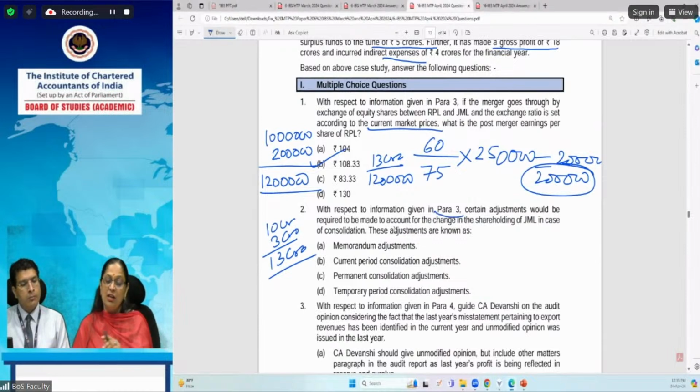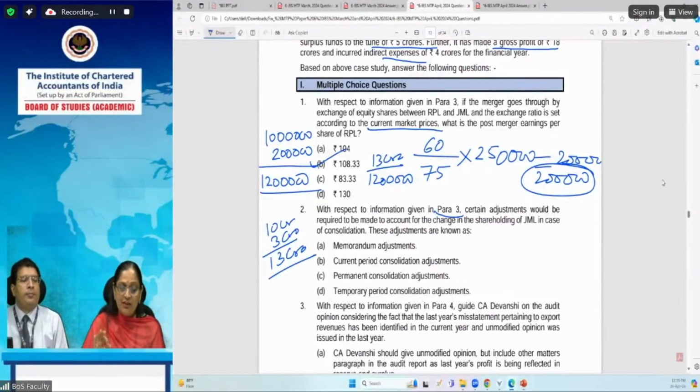MCQ number 2 is with respect to information given in para 3, and you all have read para 3. Ashish sir has already explained this para 3, that certain adjustments would be required to be made to account for the change in the shareholding of JML. So I am not reading para 3 again. This question is dealing with para 3, and you need to tell which adjustment it will be, meaning whether it is a memorandum adjustment.